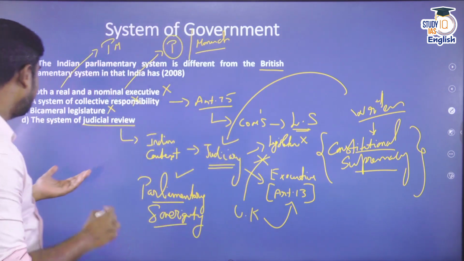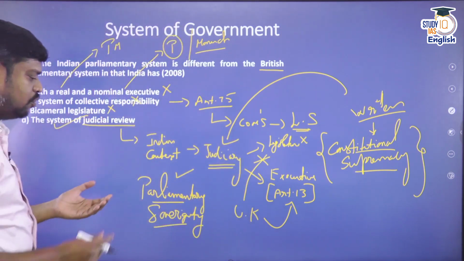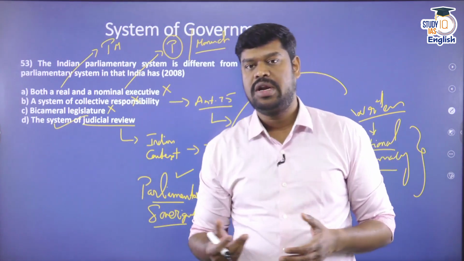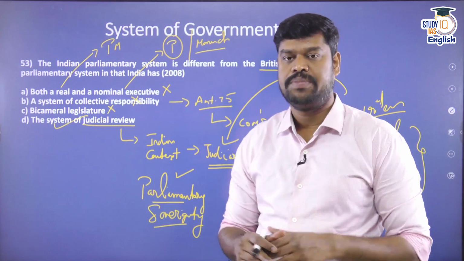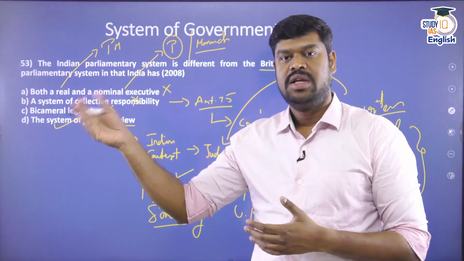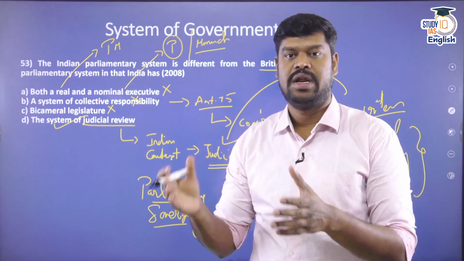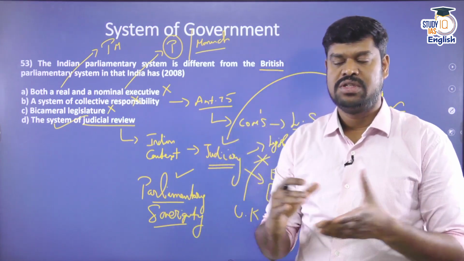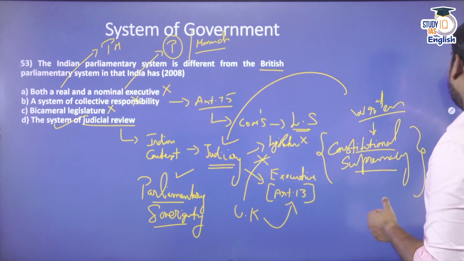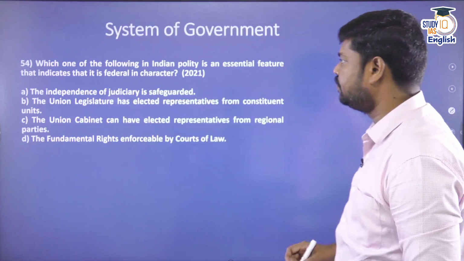Okay. So what is the right answer? The system of judicial review is different in India and the UK. In fact, this topic is so important that it was even asked once in the mains examination, how the Indian judiciary is different from the judiciary of the United Kingdom, where they converge and where they diverge. This is exactly the question, I think. So, a very, very important topic. Okay. Come to the next question.